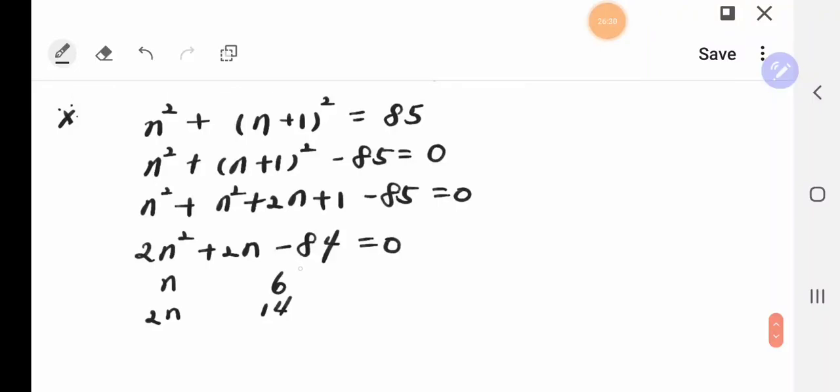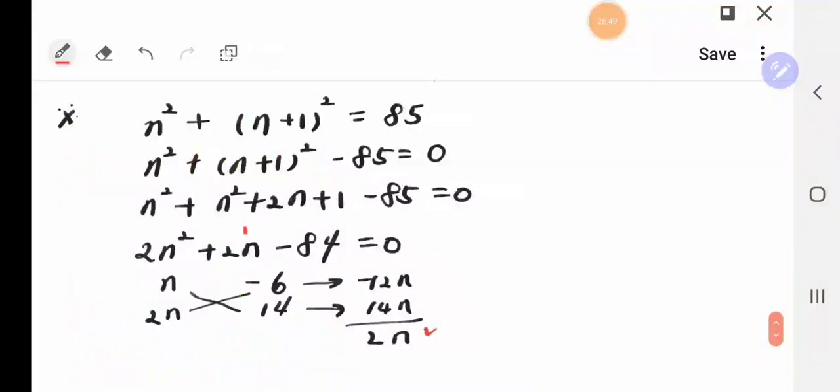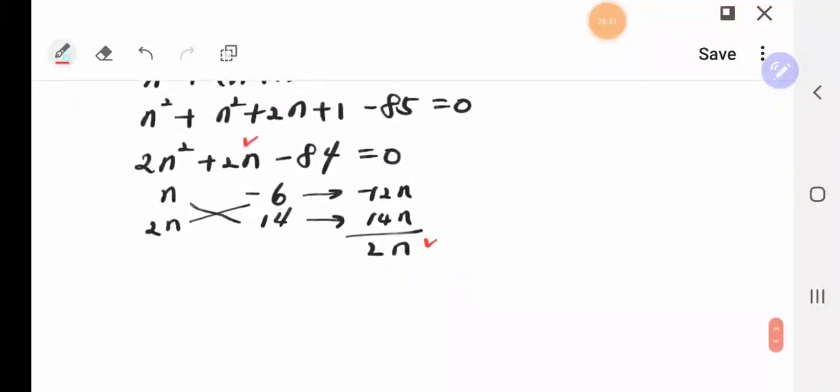And the product has to be negative, so why don't we put the negative sign on 6? So that this will be negative 12n, and this product is 14n. We have positive 2n. Okay, so 2n is the same as the second term. So this trinomial is a product of the first binomial and the second binomial. So this will be n minus 6 times 2n.